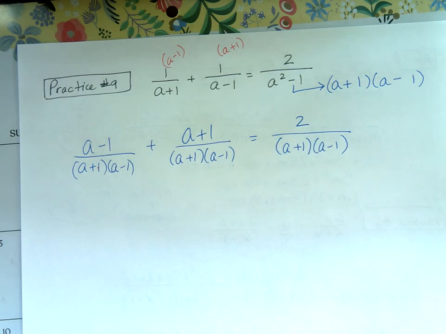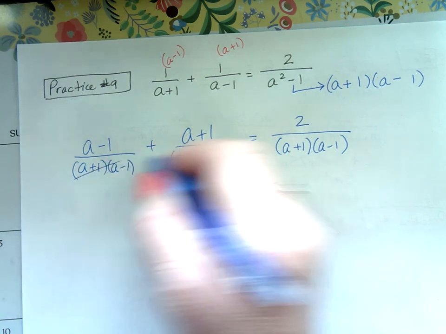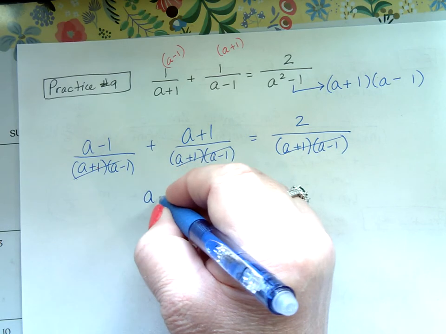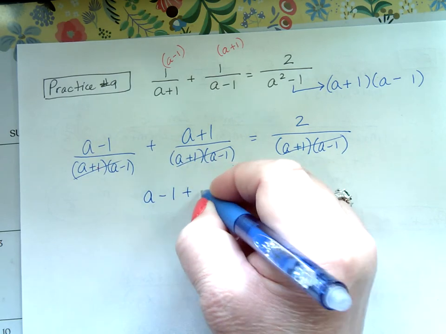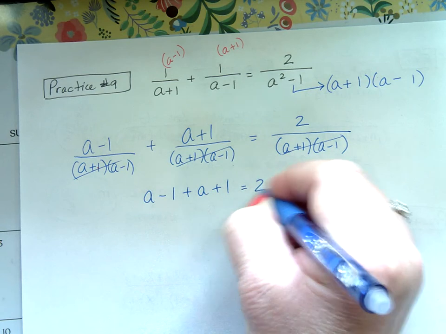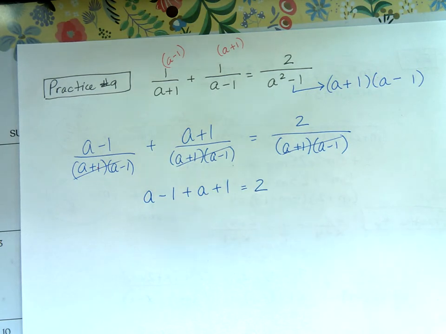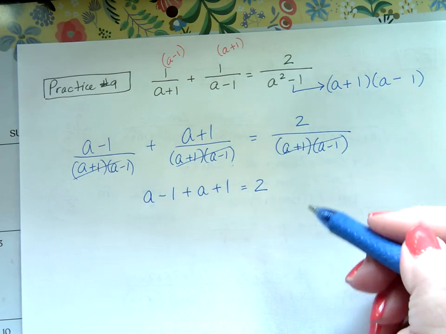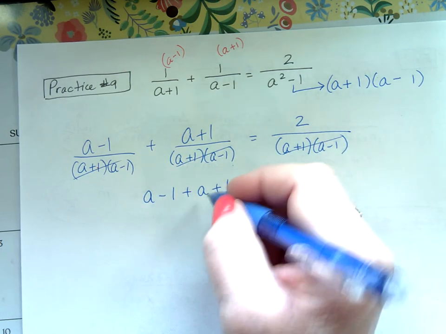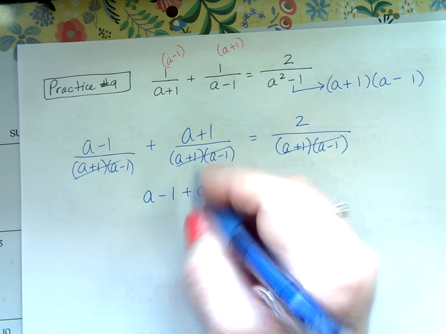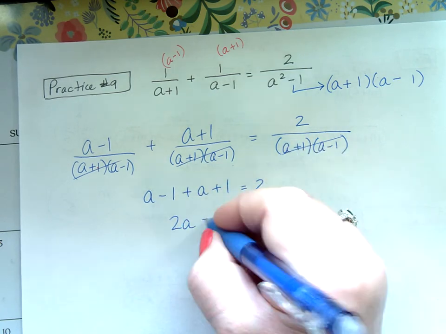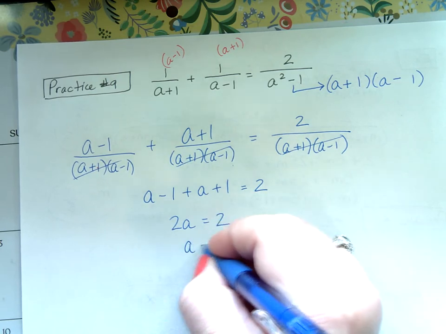Once you have your common denominators, you can cancel out those denominators. Bye-bye, Mr. Denominators. I have just the numerators. A minus 1 plus a plus 1 equals 2. This one isn't going to require factoring because see how I don't have a square on anybody. So I'm just going to combine like terms. A plus another a gives me 2a. Negative 1, positive 1 cancel each other out. Equals 2. Divide by 2. And I get a is 1.